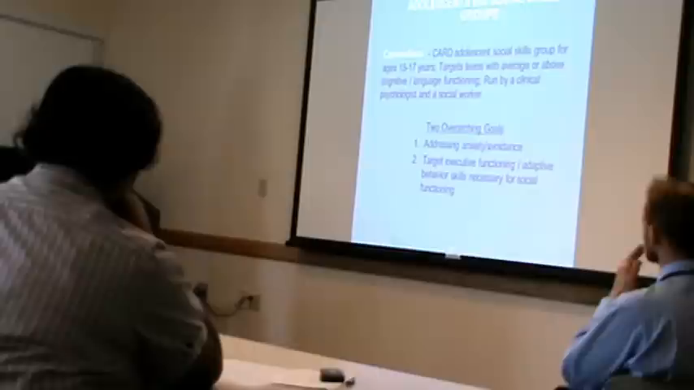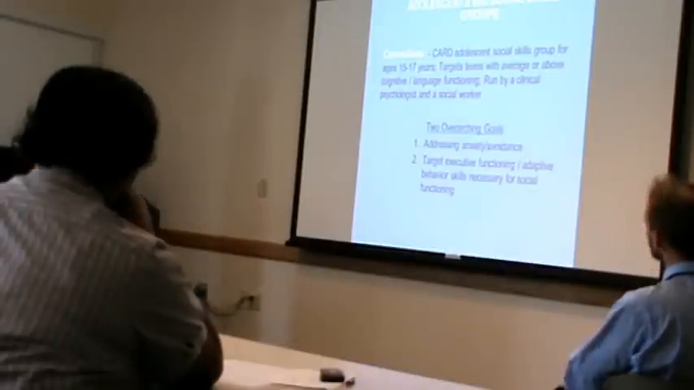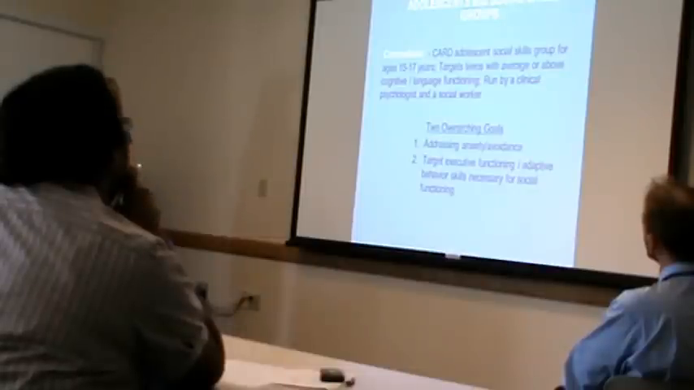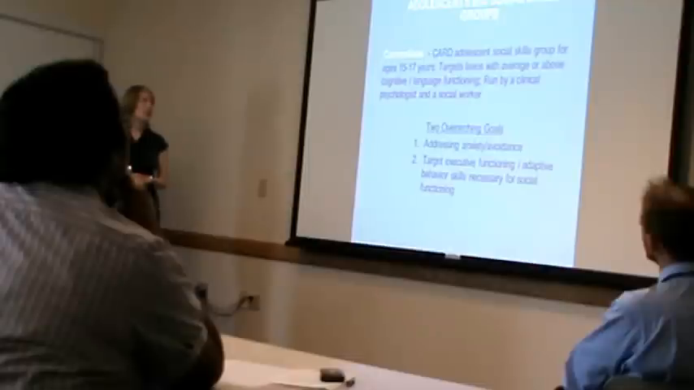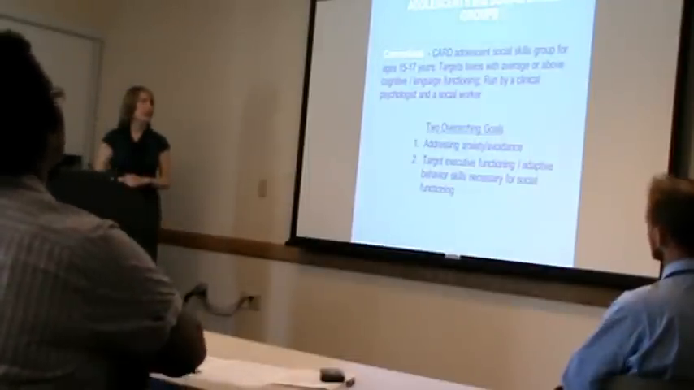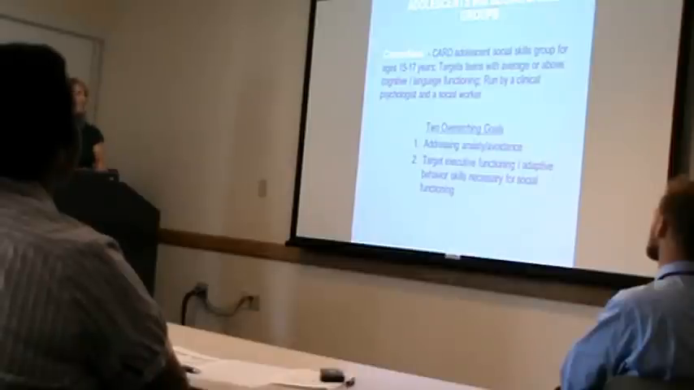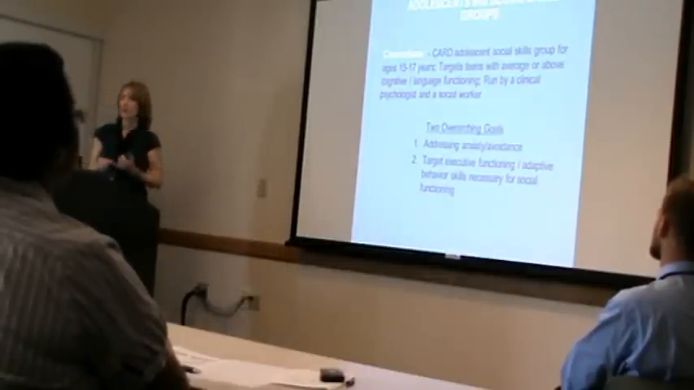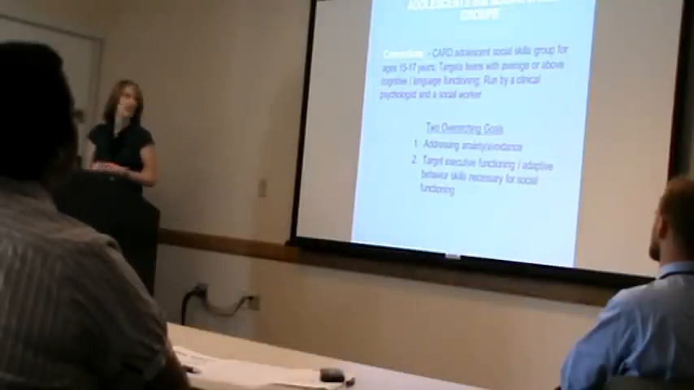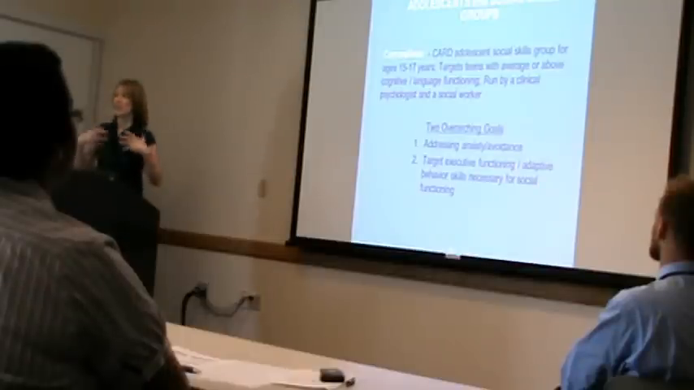So our adolescent group is called Teen Connections. It's primarily for kids in later adolescence, 15 to 17 or 18 years of age. It targets teens with average or above average cognitive and language functioning. It's run by a clinical psychologist and a clinical social worker. And it's generally a 14-week group. And really our primary goals are addressing that anxiety and avoidance and targeting these executive function and adaptive behavior skills to try to get kids to reconnect with the social world.